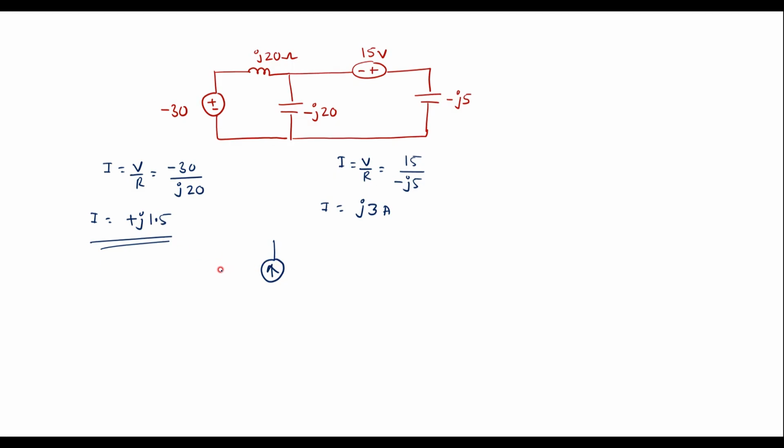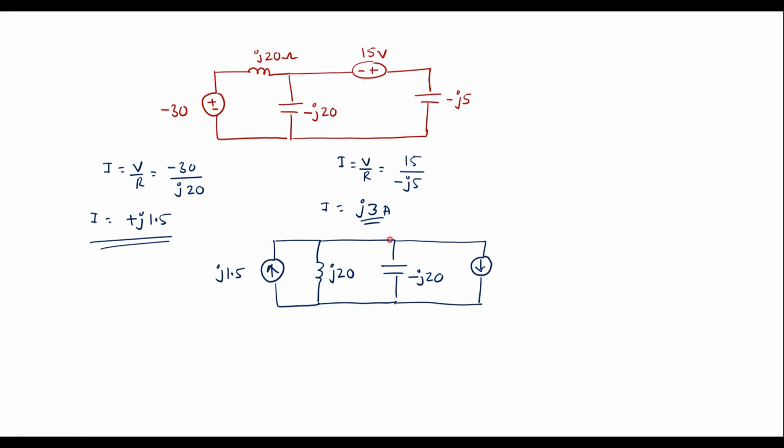So value is J5. This J20 is connected in parallel to the current source. This is J20. This is kept as it is. This is minus J20 and this voltage source is replaced by J3. This is voltage source plus minus means down arrow. Value of this is J3. This J5 is connected in parallel to this, that is minus J5.